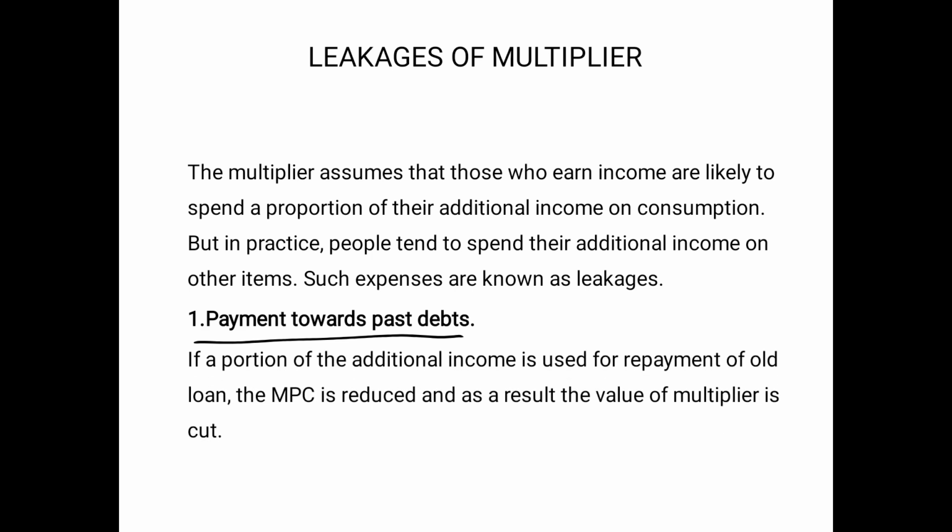Where you can see on the screen, payment towards the past debt. We would have borrowed from other countries, or from any external financial sources, and this we have to repay. So when we have to repay, what happens to the consumption? Consumption automatically reduces. If a portion of the additional income is used for the repayment of old debt, this MPC is reduced. That is the first leakage that is occurring in the multiplier.